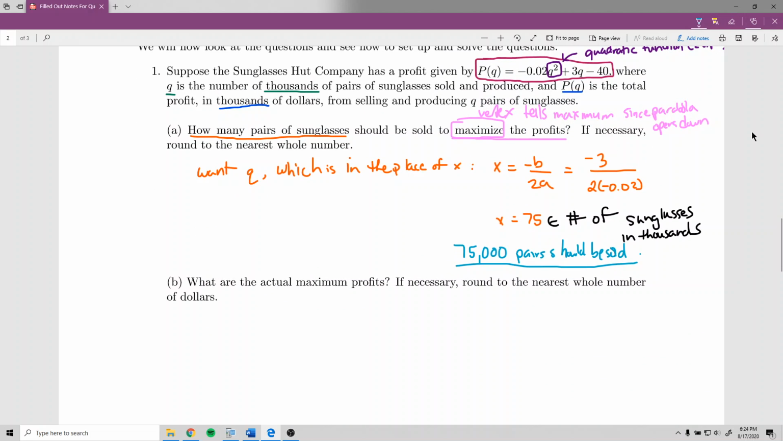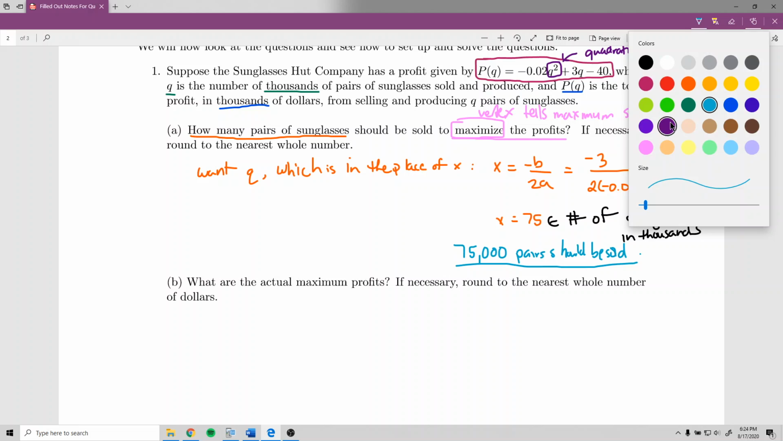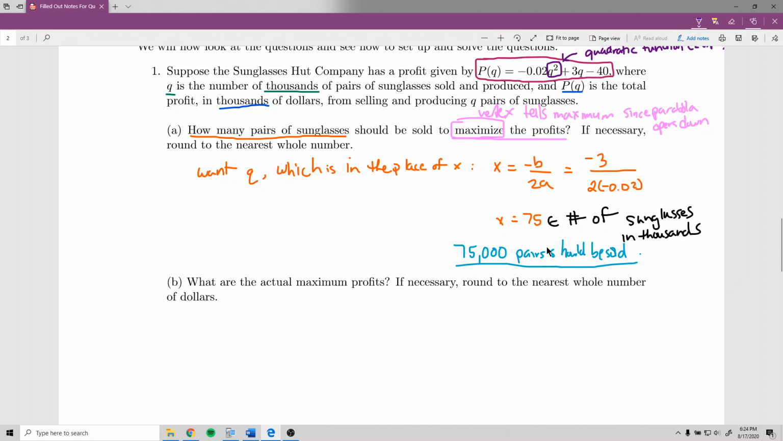All right, part B. This is usually the next question that's natural to ask. If you know how many pairs of sunglasses should be sold, then what is the actual maximum profit? Profit is taking the place of P of Q, which is Y, so it's wanting the Y value of the vertex. Since we want the Y value of the vertex, once again, the maximum is what's telling us vertex.